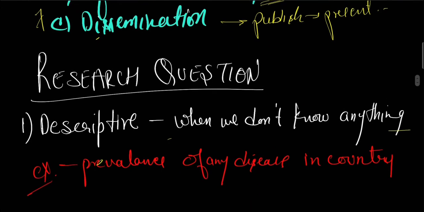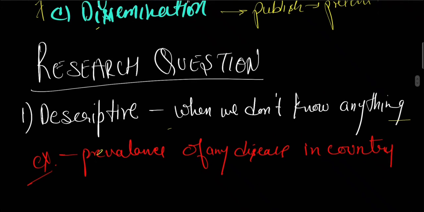Next, we'll talk about the research question. This is the basic and the first thing we do in research. Questions can be of 3 types. First, descriptive.